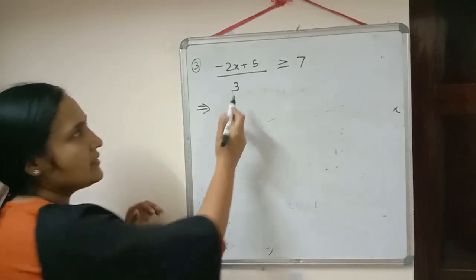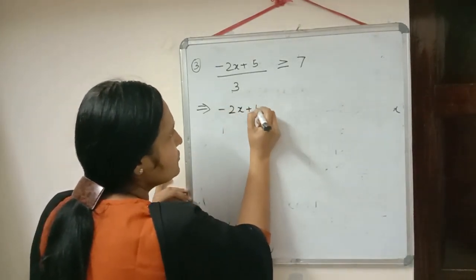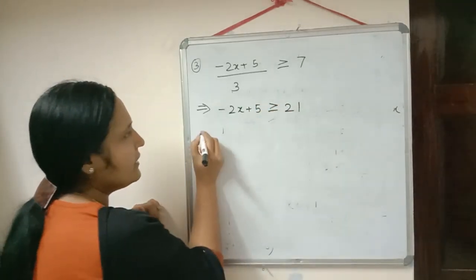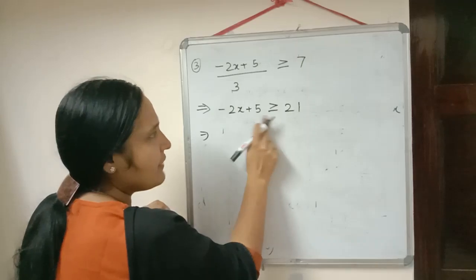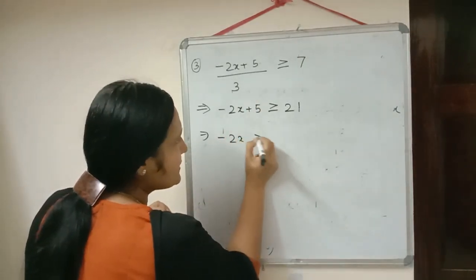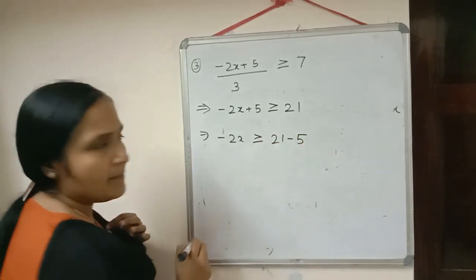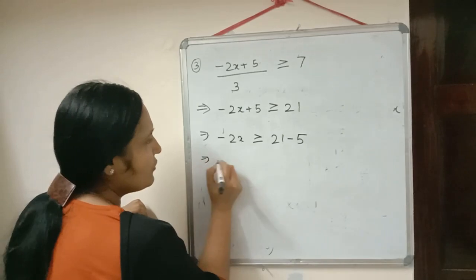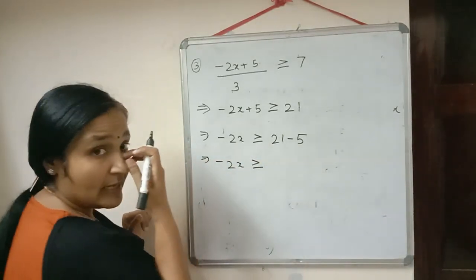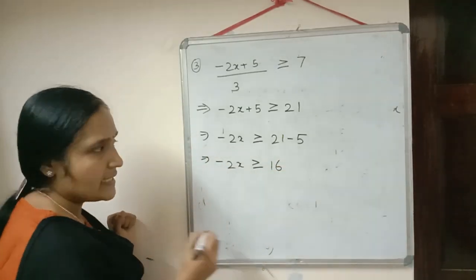Then it will be equal to 7 threes are 21. So we are getting here minus 2x plus 5 greater than or equal to 21. Now we will shift that 5 to the right hand side. Then it will come minus 2x greater than or equal to 21, plus 5 will become minus 5. Then what will come? Minus 2x greater than or equal to 21 minus 5. Yes, 21 minus 5 is 16.